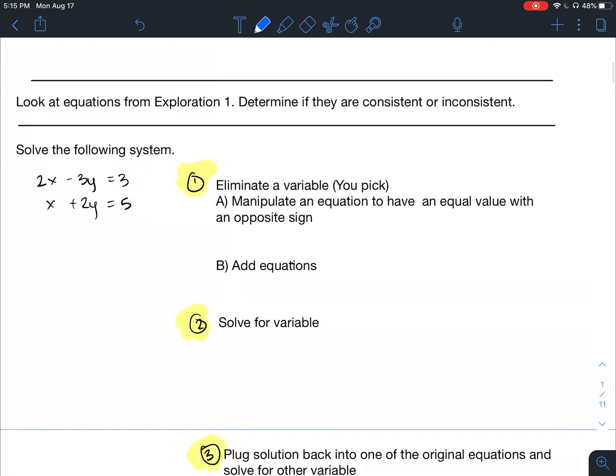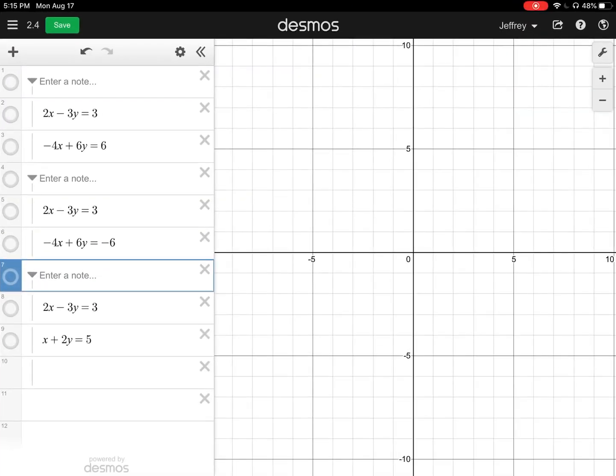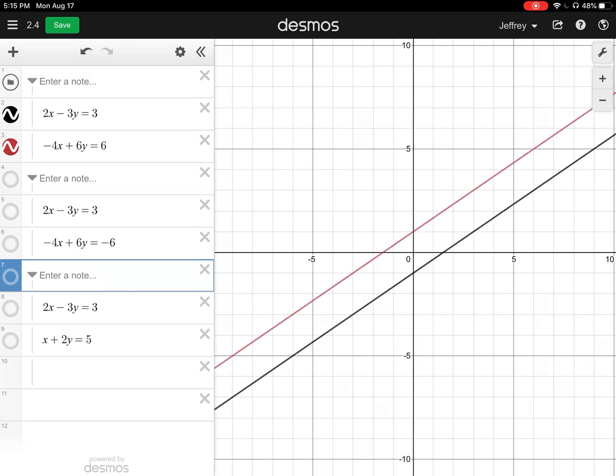All right, so before we jump into an example, I want to show you on Desmos what three different outcomes you're going to have. So let's have a look at this one right here. You can see these two lines are parallel. There is no intersection, so there's going to be no solution.